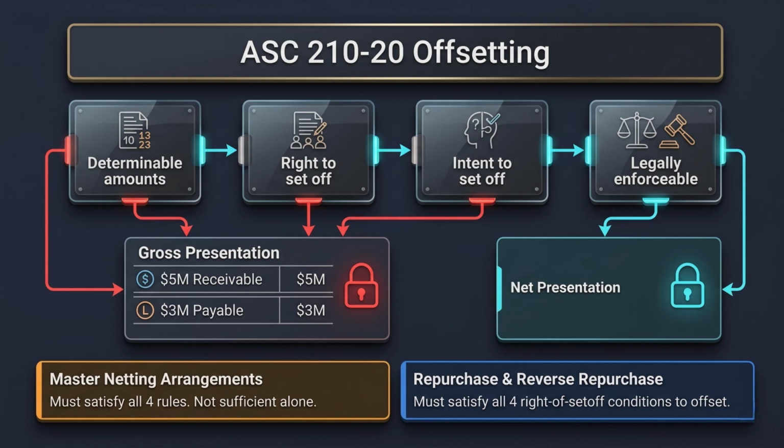A master netting arrangement alone is not enough. Look at the Not Ledger Bank example. It has a receivable and a payable with the same counterparty, but legal enforceability is uncertain. In that situation, netting cannot be assumed. If one lock fails, gross presentation usually wins. That is the safest memory rule.